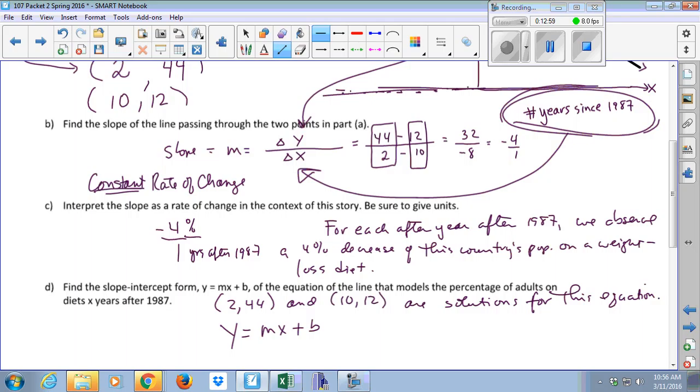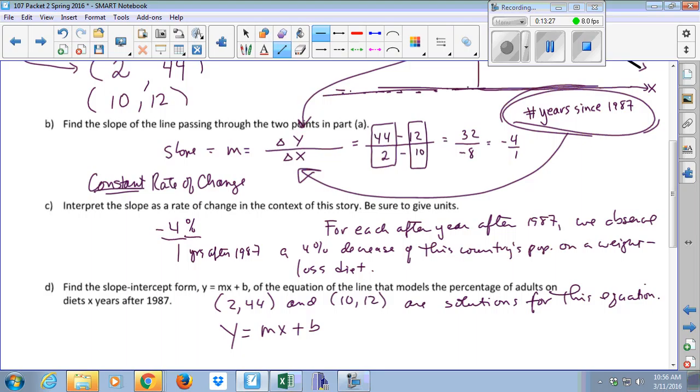I don't want the equation yet. Just what does it mean for (2, 44) or (10, 12) to be a solution? I could plug in 2 where I see x and 44 where I see y. My equation will have a value for m and b. And what will that mean? It means that the left side will equal the right side. So both of these ordered pairs are solutions to this equation.